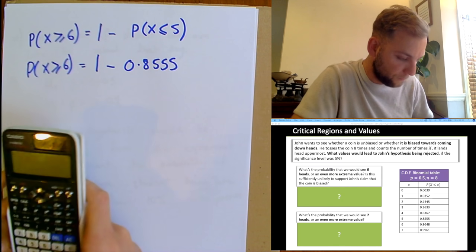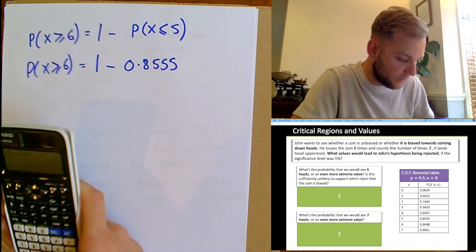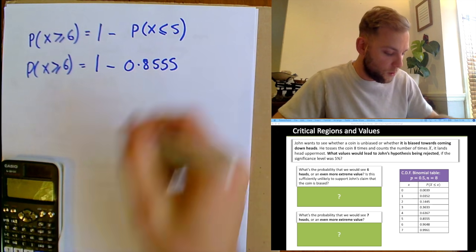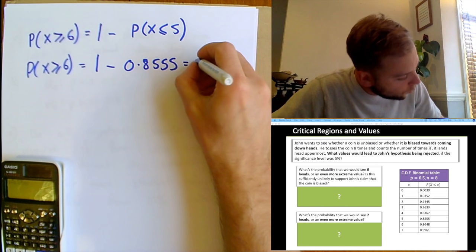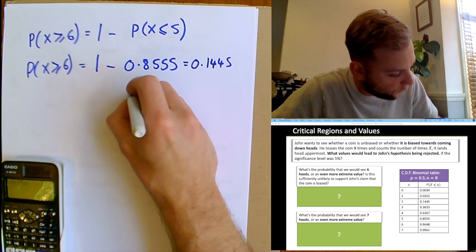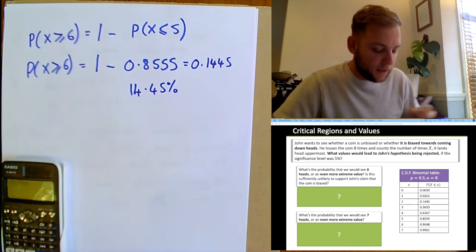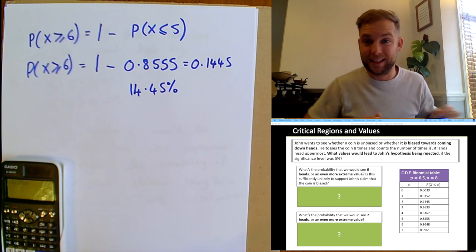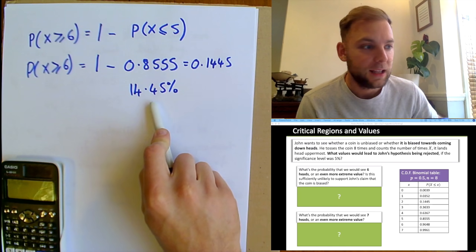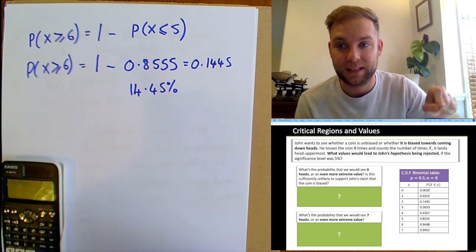There we go, back to 1. So 1 minus 0.8555, well, the chances of getting 6 or more heads is equal to 0.1445, which is equal to 14.45%. So the chances of getting 6 or more heads is 14.45%. Now, actually, that is not within his significance level. His significance level says 5%.